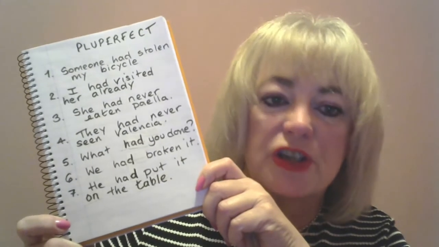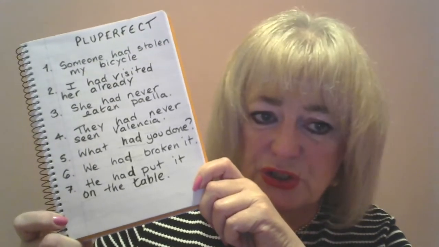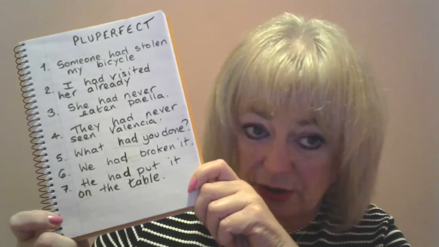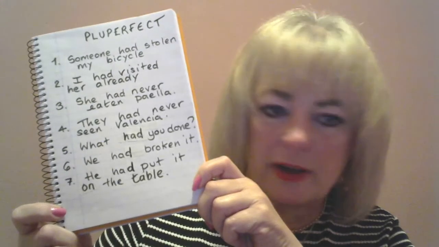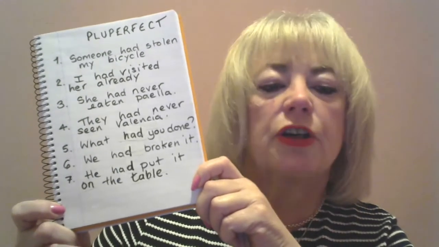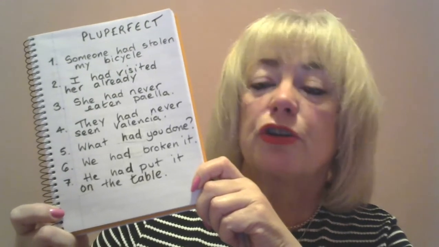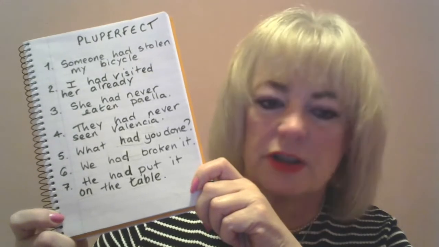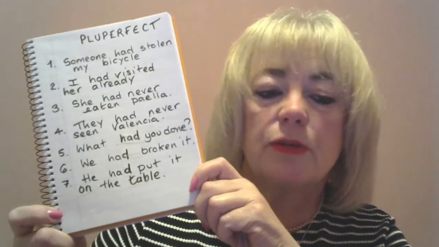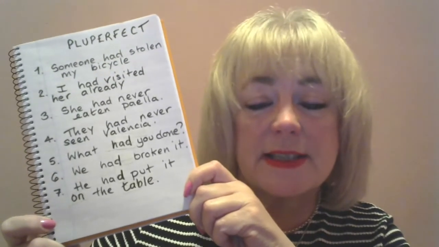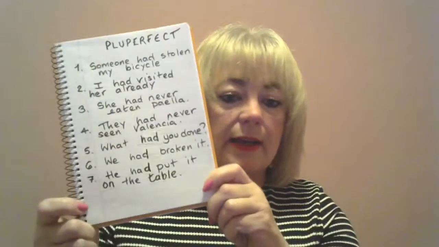Okay, so number 1, someone had stolen my bicycle. Number 2, I had visited her already. Number 3, she had never eaten paella. Número 4, they had never seen Valencia. Número 5, what had you done? Número 6, we had broken it. Y número 7, he had put it on the table. So a few pronouns in there as well. Okay, so there's your English.